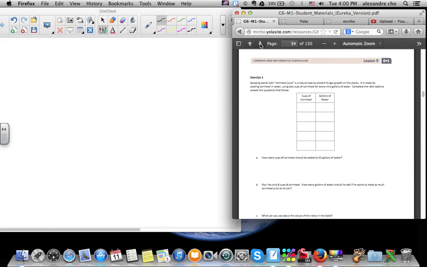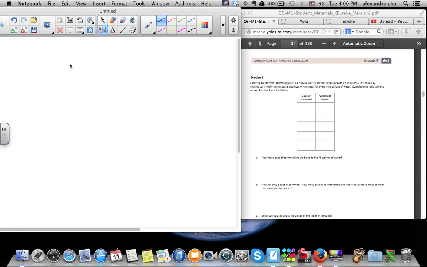Okay, 34. Spraying plants with cornmeal juice is a natural way to prevent fungal growth on the plants. It is made by soaking cornmeal in water, using 2 cups of cornmeal for every 9 gallons of water. Alright, so there's our ratio right there. So it says that we need 2 cups of cornmeal, and I just write corn, for every 9 gallons of water.